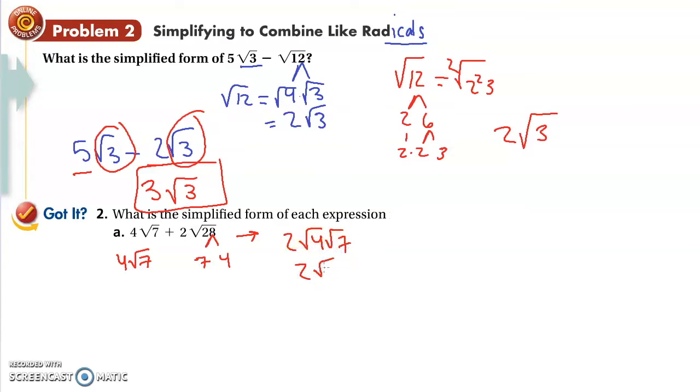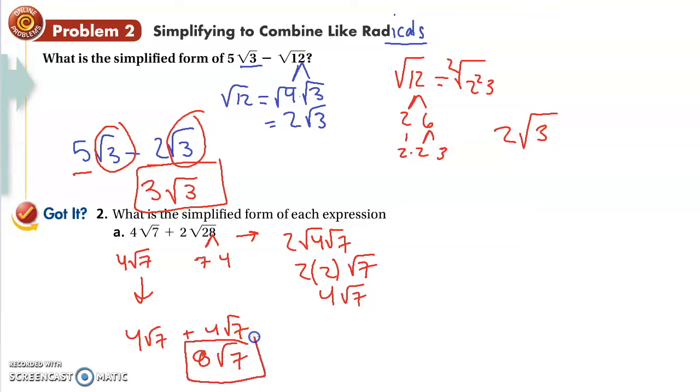Square root of 4 is 2. And square root of 7 stays the same. So this whole thing is 4 square root 7. So this is the same thing as 4 square root 7 plus 4 square root 7, which is going to give us 8 square root 7 as our final answer. Not too bad, not too bad. Just be careful when you're trying to simplify. Just make sure you're thinking about these things or using the method that works best for you.